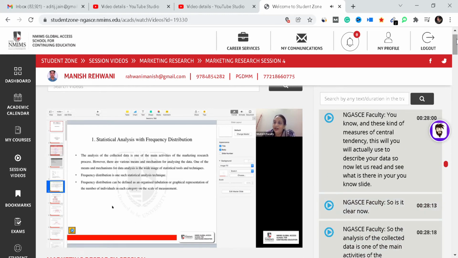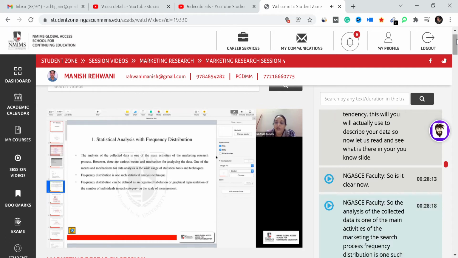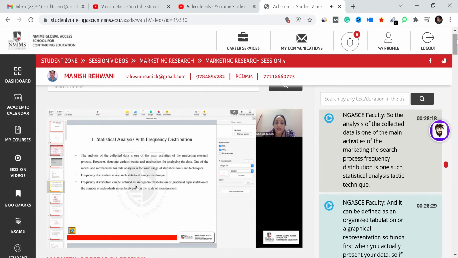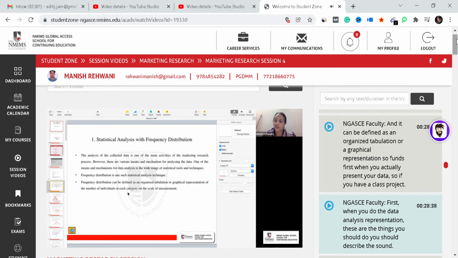Is it clear till now? The analysis of the collected data is one of the main activities of the marketing research process. Frequency distribution is one such statistical analysis technique, and it can be defined as an organized tabulation or a graphical representation. So when you present your data, say if you have a class project, these are the things you should do.